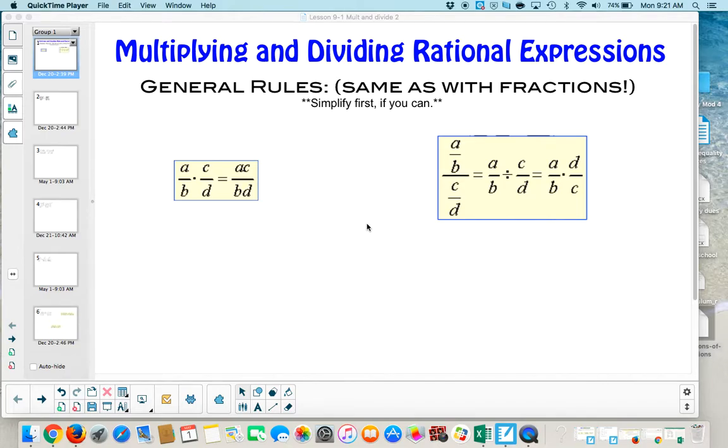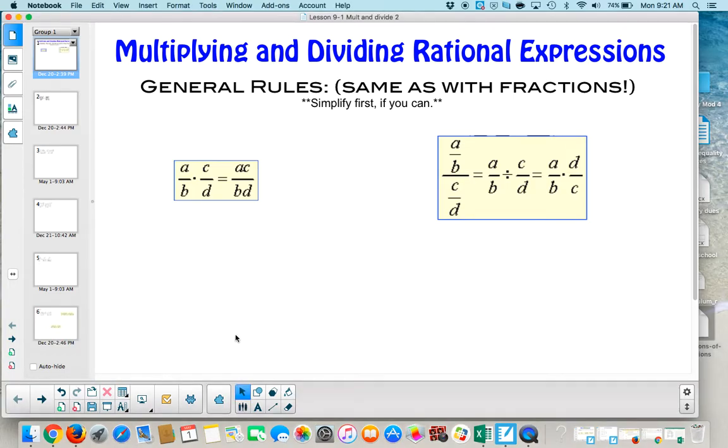Okay, so with multiplying and dividing rational expressions, you're really going to treat them just as you would regular fractions. So the first thing you want to do is always simplify your fractions. Once you've simplified, or if you can't simplify, with multiplication, you're going to multiply your numerators, multiply your denominators, and then simplify your final answer.